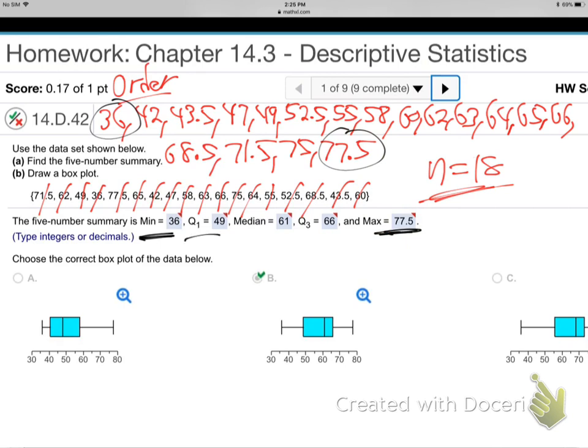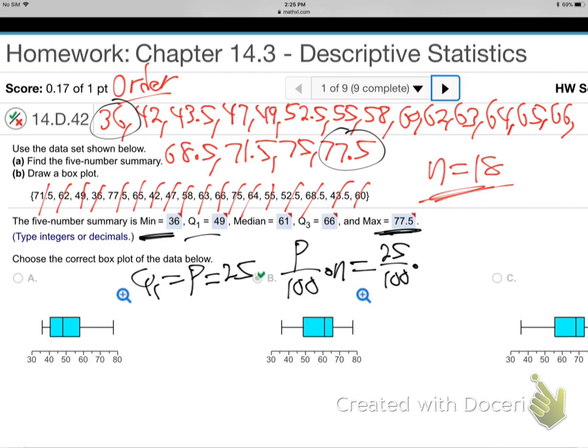Let's find the Q1. So Q1 is P25, right? Into the first quarter, 25% of the way through the data set. What do I do with P25? Use the little formula, right? P over 100 times N. So P is 25 over 100 times N is 18. 4.5?